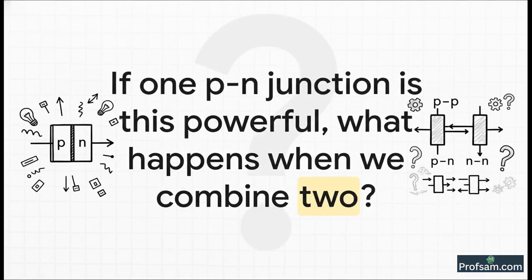So, we've seen how just one PN junction can create a device as powerful and as essential as the diode, a device that literally enables all of modern electronics. This leaves us with a very interesting question to think about. If one PN junction can do all this, what incredible new things could we do if we combined 2 of them together? We'll explore that in our next session.